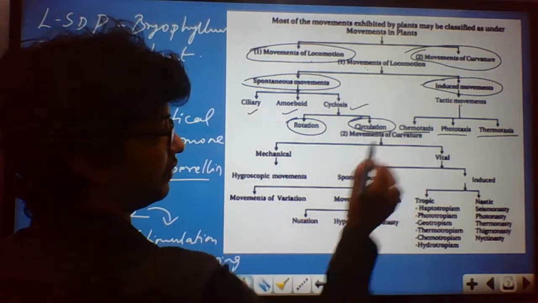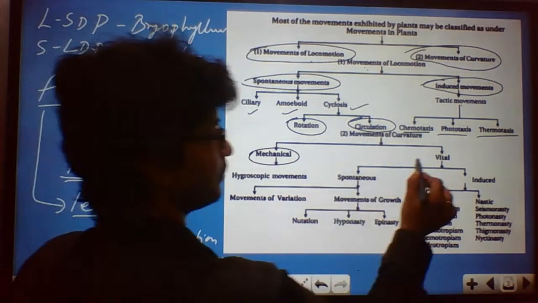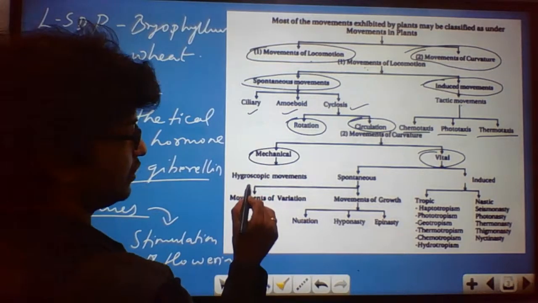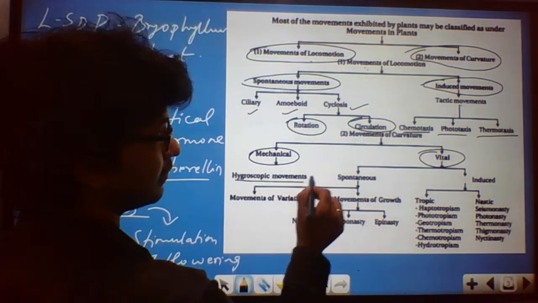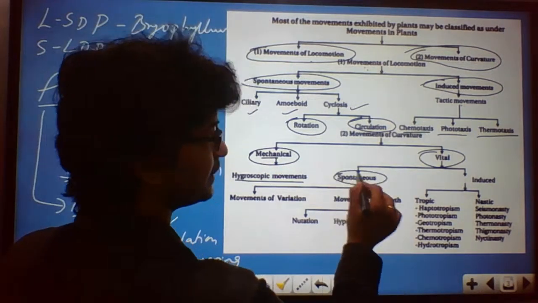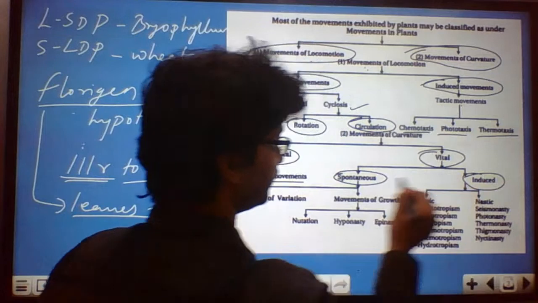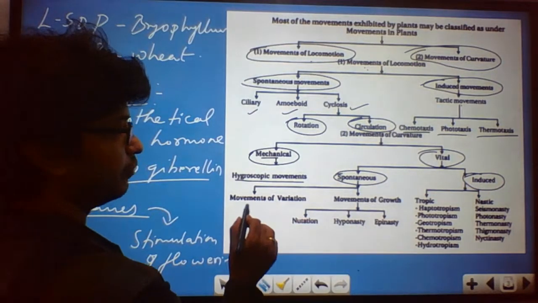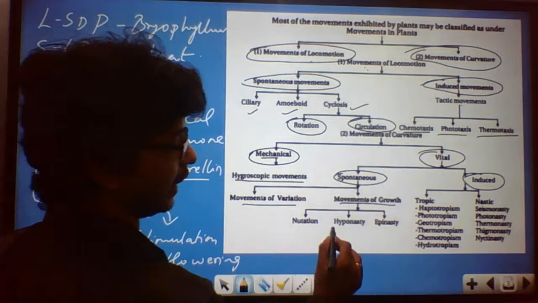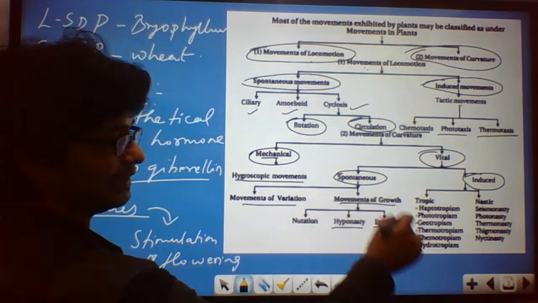Coming to the movement of curvature: mechanical curvature and vital curvature, that is how it bends. In mechanical curvature we have hygroscopic movements. Coming to the vital part, we have spontaneous and induced. The spontaneous can be classified into movement of variation and movement of growth. And you have studied hyponasty, epinasty, all these movements.